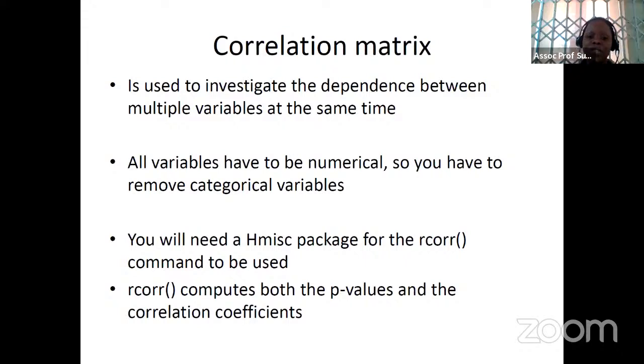So we can also produce a correlation matrix between many variables. In case you have more than 2 variables, you can produce a correlation matrix. In order to do that, we need to install a package called Hmisc, and then we use the rcorr function to produce a correlation matrix. As we shall see, we've already used that in our exploratory data analysis.